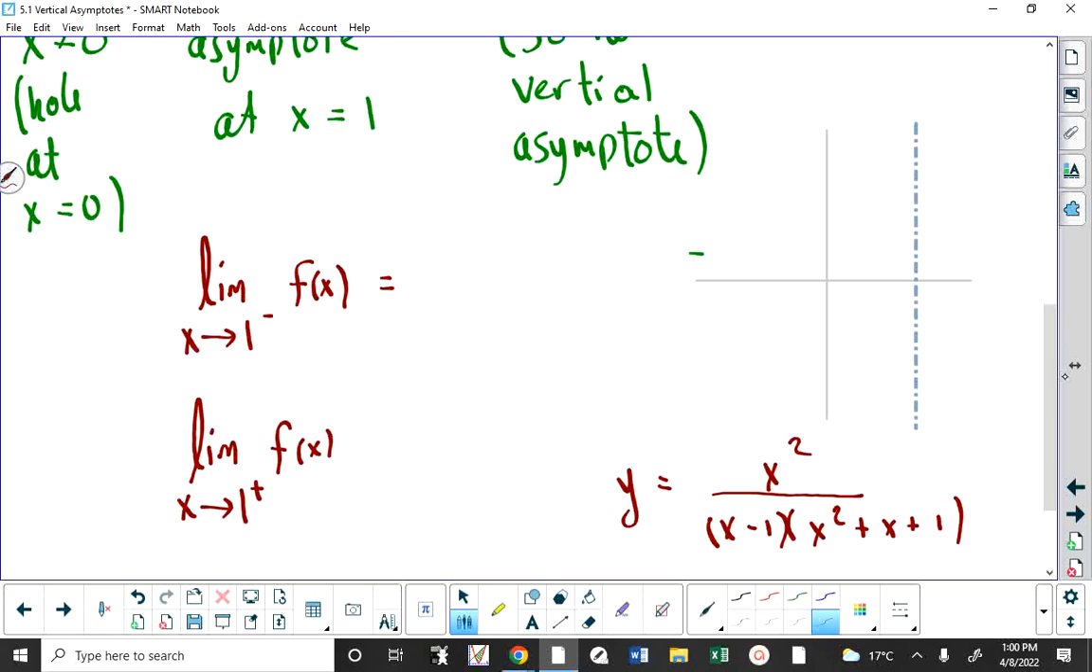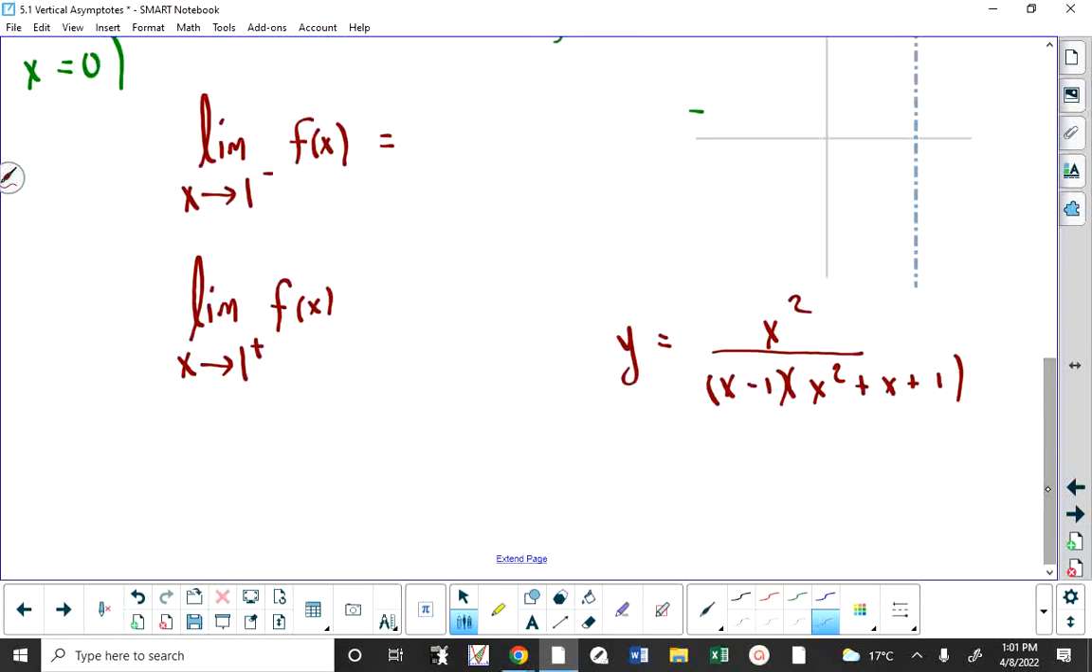I am just going to pick a number that's a little bit to the left of 1 and ask myself what this thing would look like. If I put in a number like 0.9, that's close to 1 from the left. Let's not quibble about how close it is.